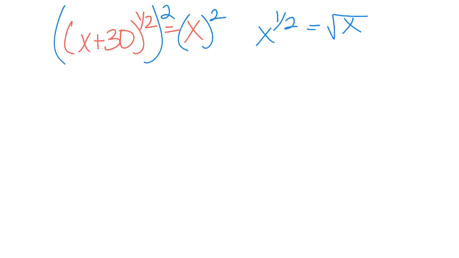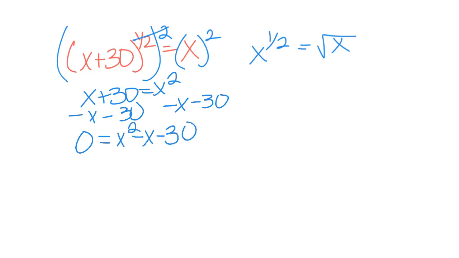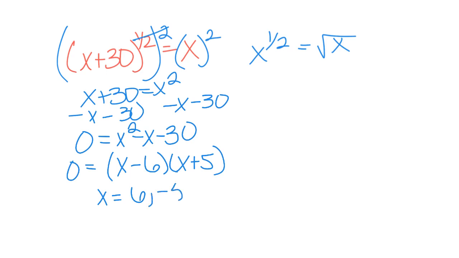So when I square both sides, the 2 and the 1/2 equal 1, so I get x plus 30 equals x squared, and then I can subtract the x and subtract the 30. So minus the x minus the 30, 0 equals x squared minus x minus 30. So you can see your factoring skills once again are going to come back, and you need to be able to factor, especially your simple trinomials. So what two numbers multiply to negative 30 and add to negative 1? x minus 6 and x plus 5. That makes x equal to 6 and negative 5.